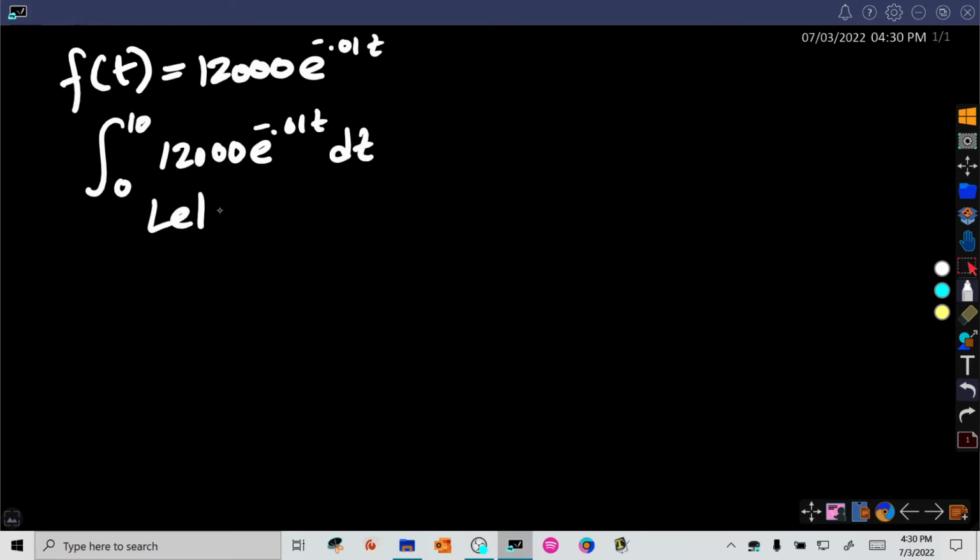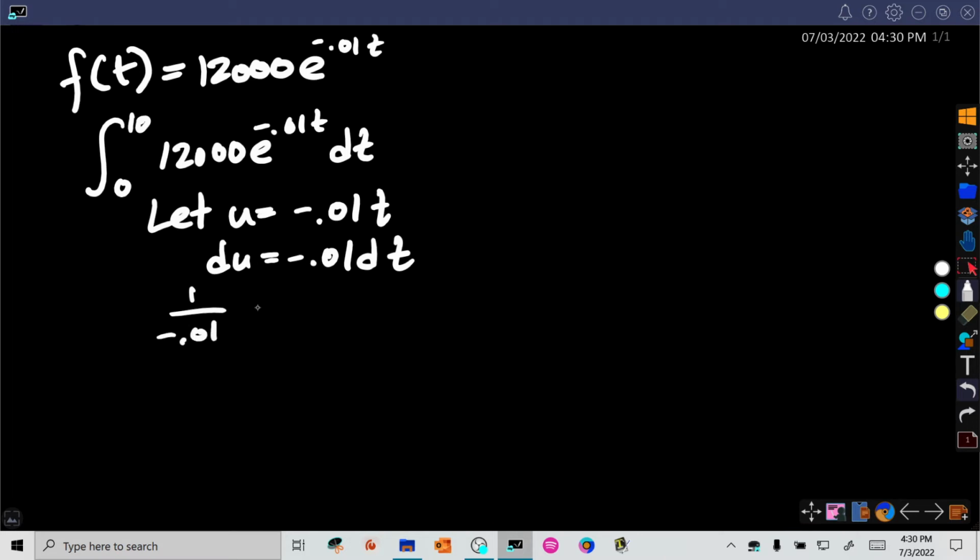So we're going to let u equal minus 0.01 t, du is equal to minus 0.01 dt. So 1 over minus 0.01 du is equal to dt. All right, so as a result, we can make that substitution up here. Oh, we do have to change the bounds. That's actually important for us to do as well. So let's go ahead and do that.